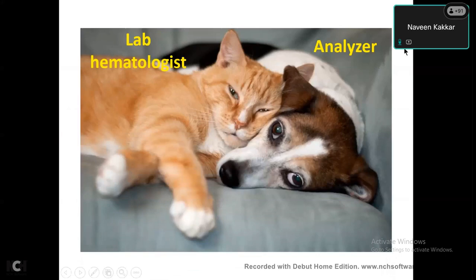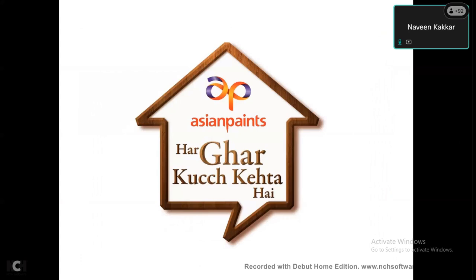It's very important that the lab hematologist is friends with the analyzer. Do not leave it to the technician only to run and give you a printout. We must break our heads with the analyzer when there is troubleshooting required or unusual results are there. You'll find your answer, definitely, and sometimes a diagnosis. So there's this ad which says "Har ghar kuch kehta hai." Now I always feel that har analyzer bhi kuch kehta hai. You just need to understand it.